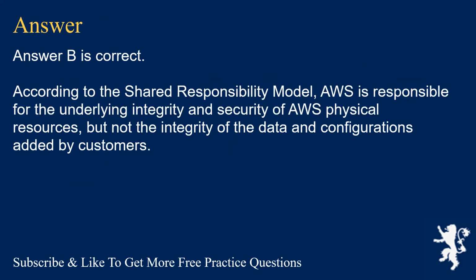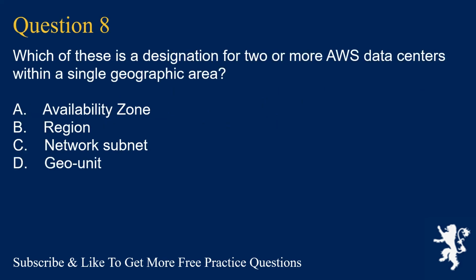Answer B is correct. According to the shared responsibility model, AWS is responsible for the underlying integrity and security of AWS physical resources, but not the integrity of the data and configurations added by customers. Question 8. Which of these is a designation for 2 or more AWS data centers within a single geographic area? A. Availability zone. B. Region. C. Network subnet. D. GeoUnit.